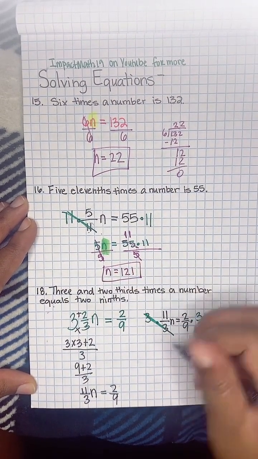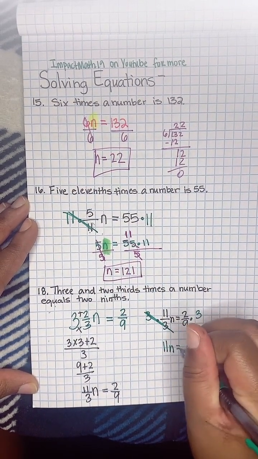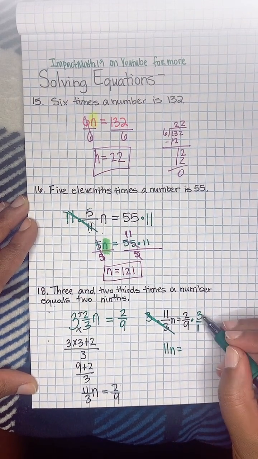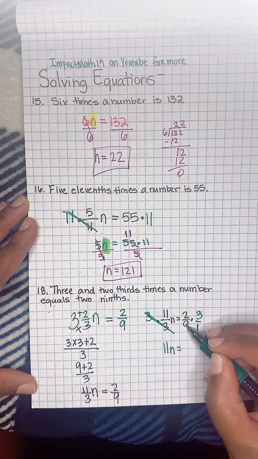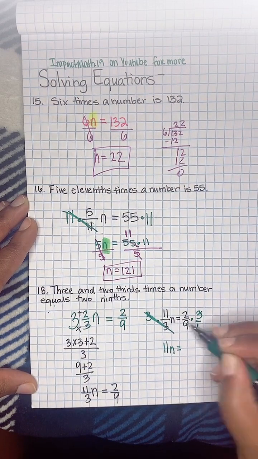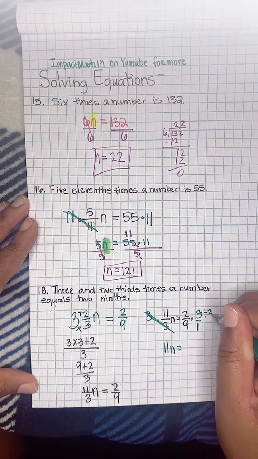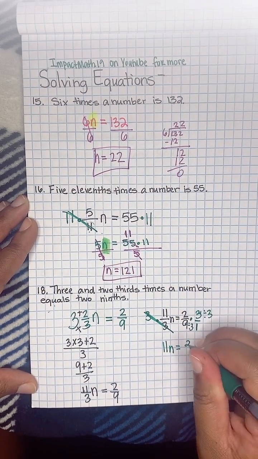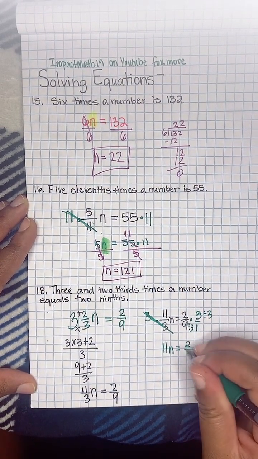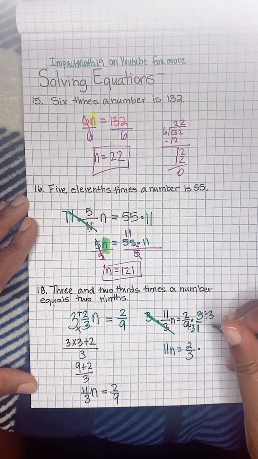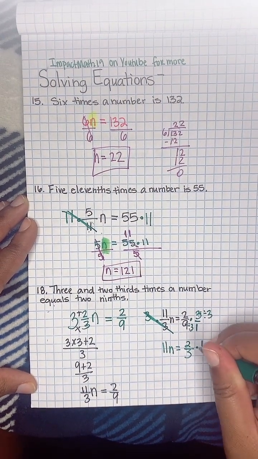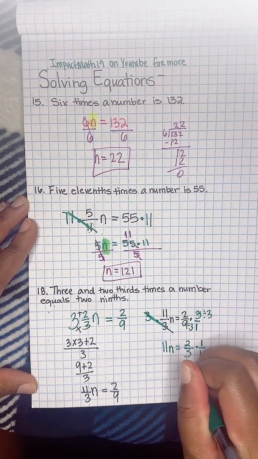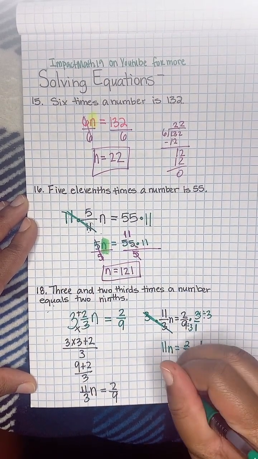This cancels. And I have ln equals, well, I'm going to put this over 1. And then I'm going to look, 3 can go into 9. So if I divide this by 3 and I divide this by 3, I end up with 2/9 divided by 3 is 3. Times 3 divided by 3 is 1/1. So 2 times 1 gets me 2/3 equals 11n.